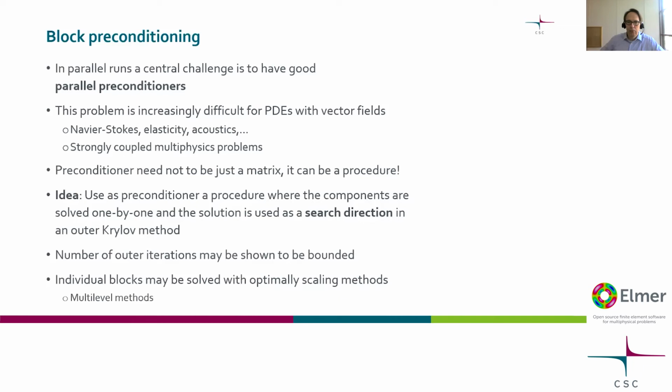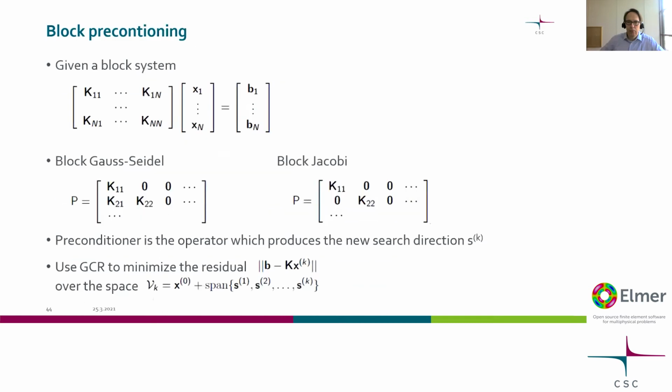And the nice thing is that mathematicians can show that the number of these outer iterations is bounded. So it has an upper limit, which is nice because it's not self-evident that you would have an upper bound for the number of iterations. And then the individual blocks become simpler and may be solved with optimally scaling methods, so multi-level methods like multigrid methods.